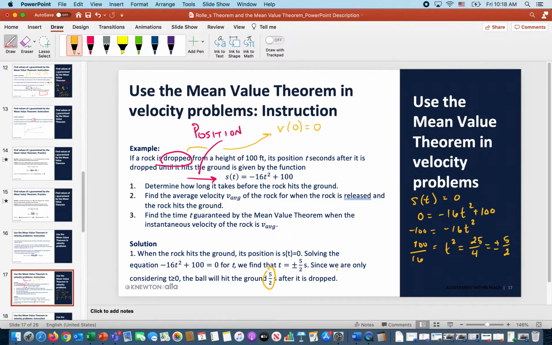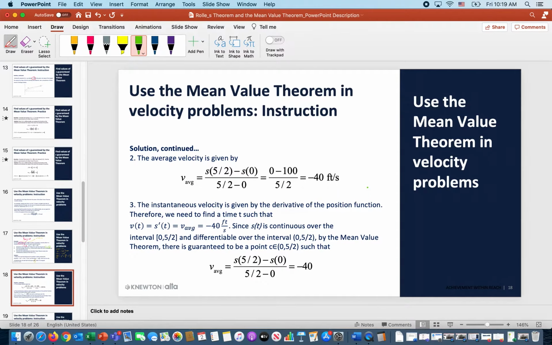In the next question, we talk about finding the velocity, the average velocity of the rock, when it's released and when it hits the ground. Okay, so in other words, the average velocity of the rock over this time interval. So we just figured out this time interval was 0 to 5 over 2. So to find out what the average velocity is, notice that we're plugging 5 over 2 and 0 into s, right?